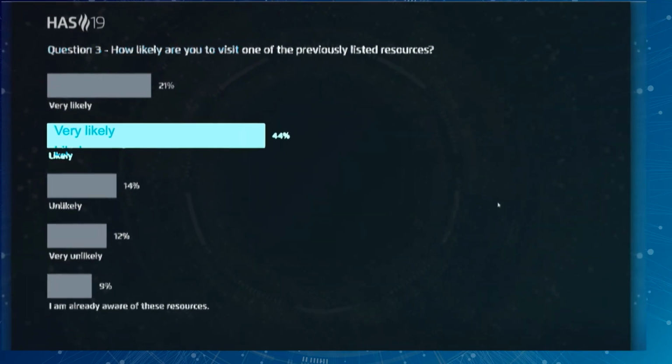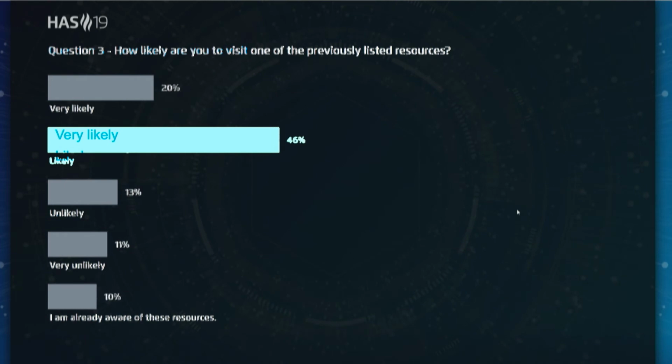Okay, with the results coming in, it looks like a really eager audience. 46% are saying they're likely to go to those resources. Awesome. Well, that's very exciting. Thank you.